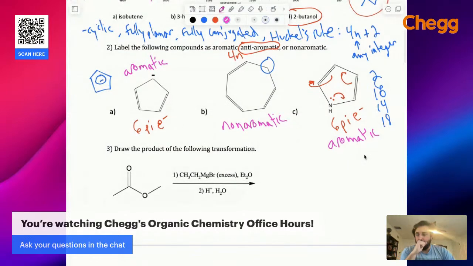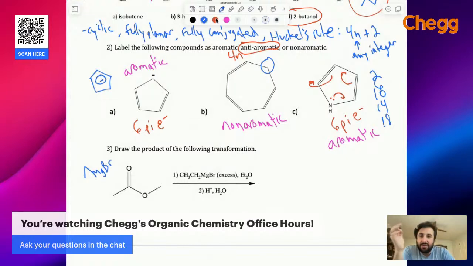Okay. So moving on here, we need to periodically review some of the reactions that we've already gone over. So we spent a lot of time with Grignard. So let's review some Grignard. Let's make sure we remember how to do these. So we have this ester substrate, and then we have an excess of ethyl Grignard reagent in diethyl ether. So the ethyl Grignard reagent looks like this.